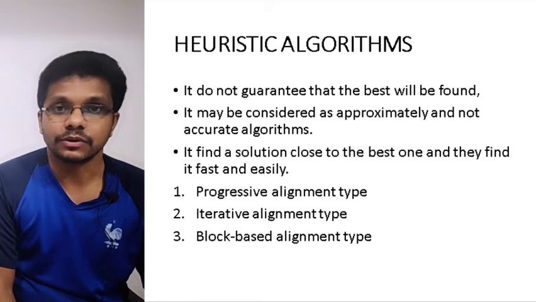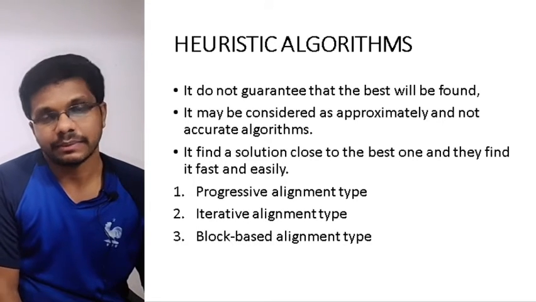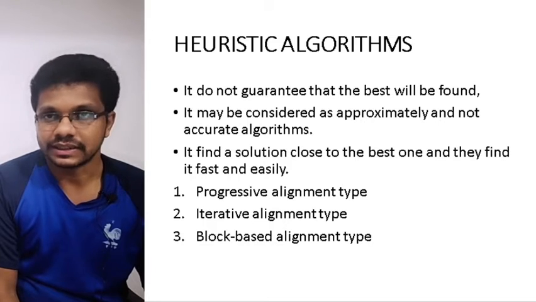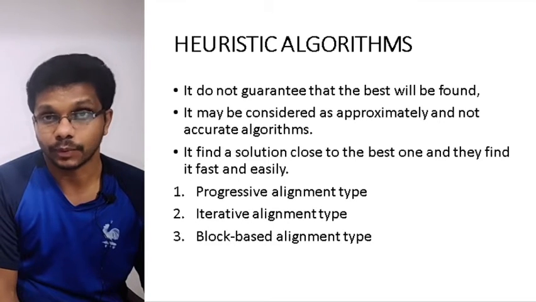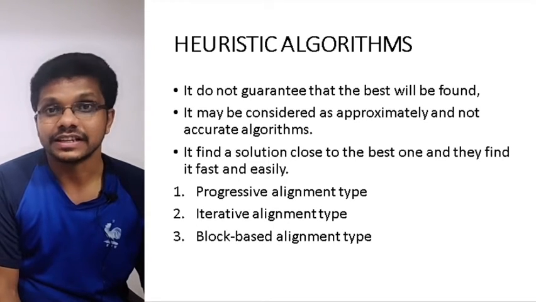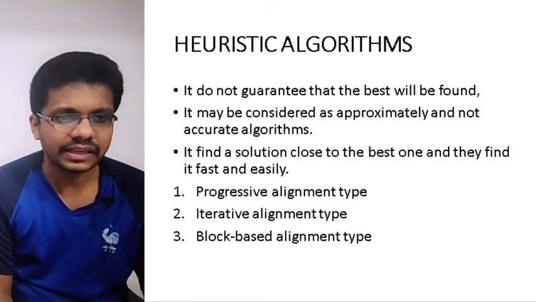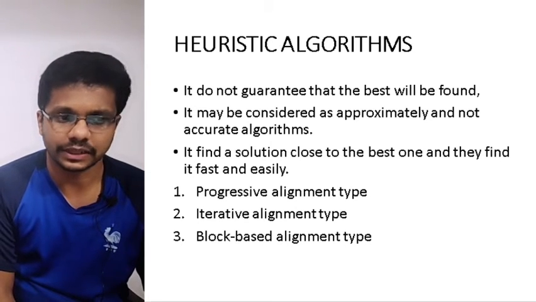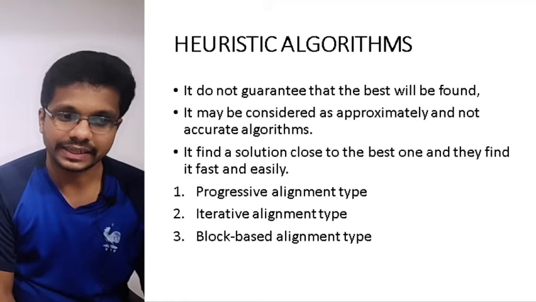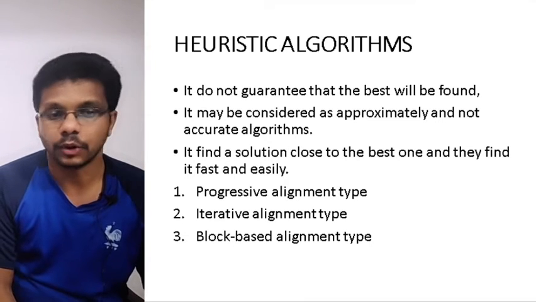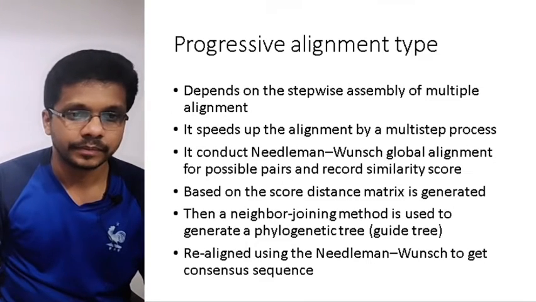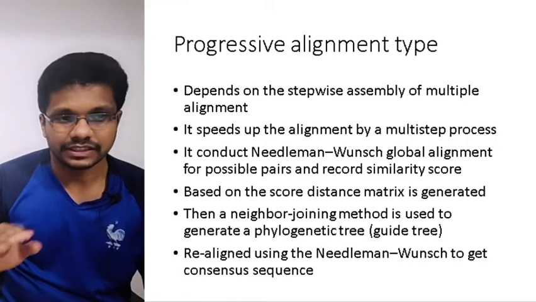But the heuristic method is much simpler than the exhaustive method, and it will provide optimal solutions in minimum time. There are different methods coming under the heuristic algorithm, which include progressive alignment type, iterative alignment type, and block-based alignment type. I will give a brief introduction about all these methods.